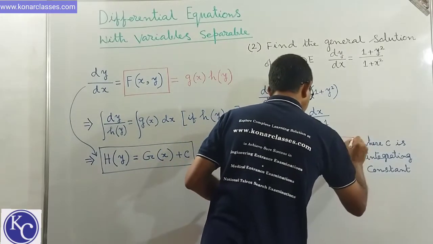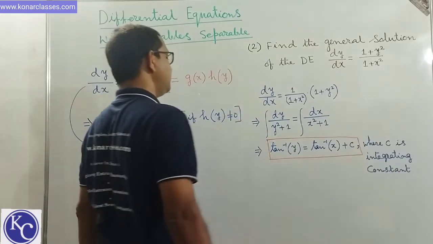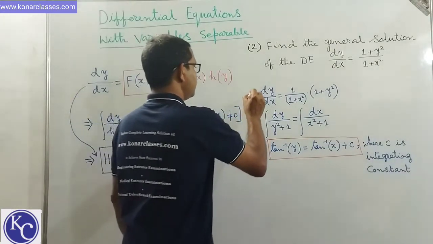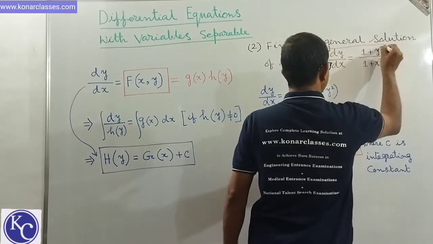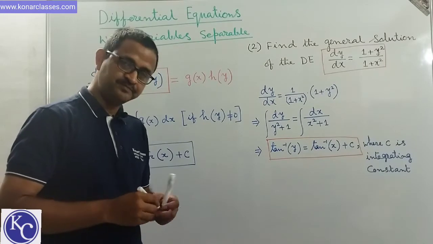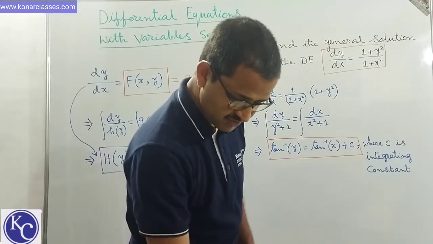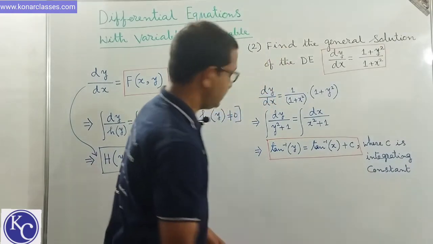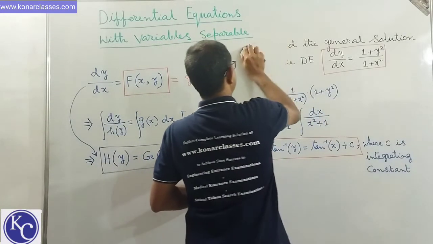Okay, so this is the solution to the given differential equation. So tan inverse y is equal to tan inverse x plus c is the solution to the given differential equation dy/dx is equal to (1 plus y square) by (1 plus x square). Okay, the next question what we are going to do, dear students, is to find the particular solution. So let's see.